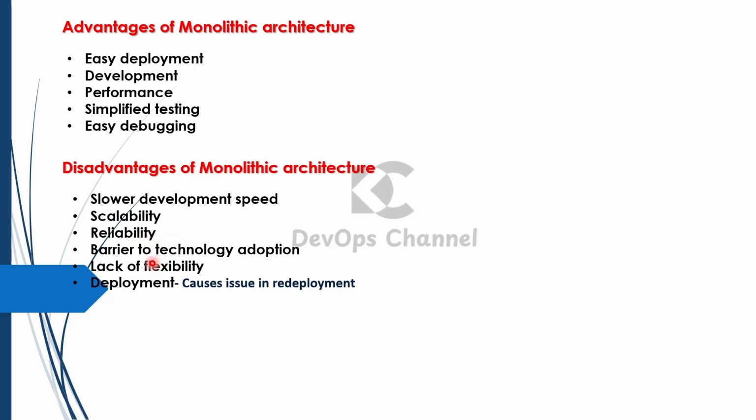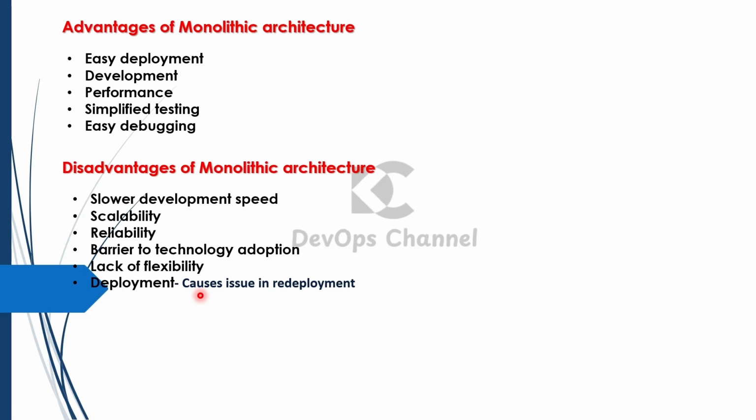Next one is barrier to technology adoption. So once the technology is fixed to those deployments, you cannot change that. Lack of flexibility. And then you have deployment. If you want to redeploy it, you cannot. Okay. So they will cause issues in redeployment. How? Suppose you are changing one piece of service. There are multiple services combined as a unified unit, and suppose you want to change only one of the services. What it will do is, it will need a change of the whole three services together and it will change the whole unified unit. Okay, so that's what makes redeployment a bit disadvantageous in monolithic.